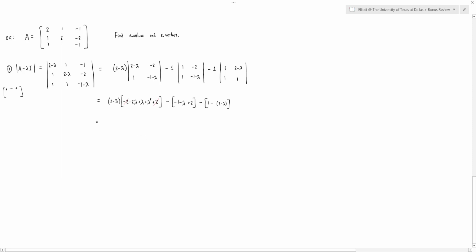Okay, so let's continue simplifying. So 2 minus lambda. Here we have lambda squared. And then minus 2 lambda plus lambda is minus lambda remaining. Here, this is 1 minus lambda if you combine the -1 and the +2. And here we're going to get plus lambda 1 minus 2, so plus lambda minus 1. Incidentally, these terms are going to cancel out.